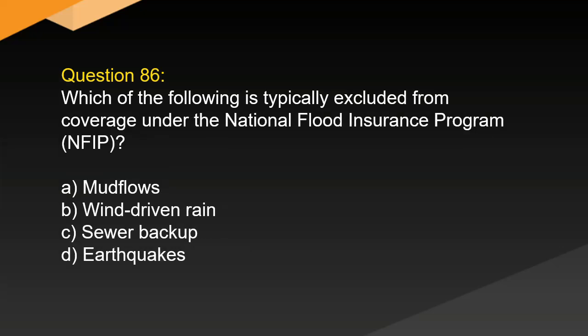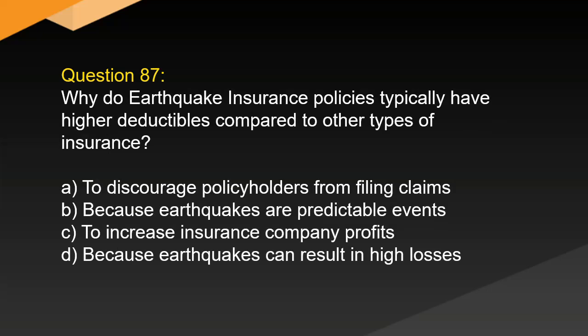Question 86. Which of the following is typically excluded from coverage under the National Flood Insurance Program, NFIP? A. Mudflows. B. Wind-driven rain. C. Sewer backup. D. Earthquakes.